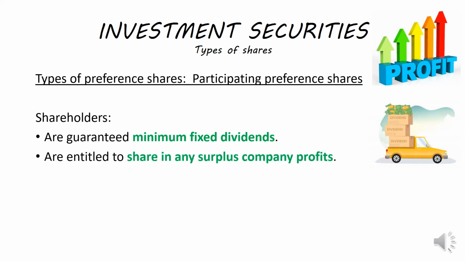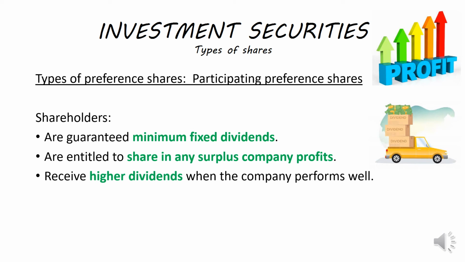Right, they are entitled to share in any surplus company profit. So as I said, when the company is profitable, the participating preference shareholders will receive their minimum specified fixed dividend. But then should there be profits left over after paying out all the other dividends, then your participating preference shareholders are entitled to also share in any surplus company profits. So basically that means they will receive their minimum fixed dividend, and in addition to that, they might receive more money if there are surplus profits available.